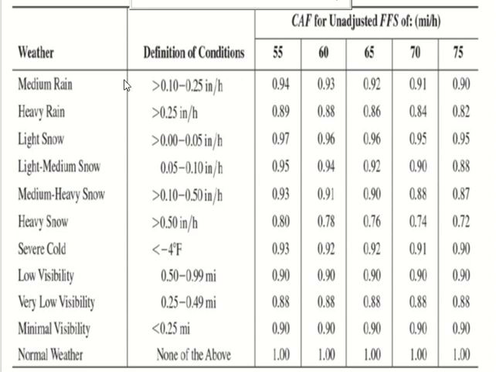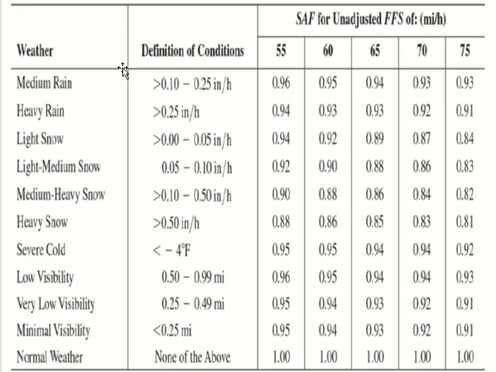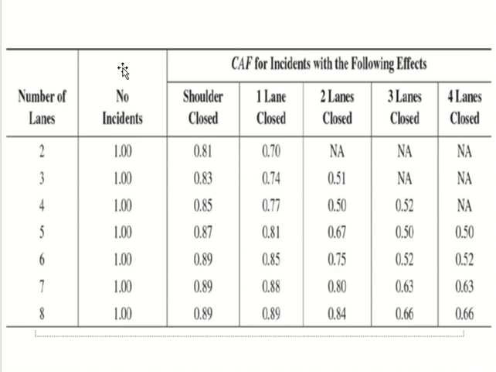This table is for the capacity adjustment factor, and this one is for the speed adjustment factor for weather conditions. The same things are required here. Then we have the CAF, the capacity adjustment factor. This one is for incidents or accidents. So what should I know? First of all, if there is no incident or accident, the factor is 1. You don't need to have a look at it.